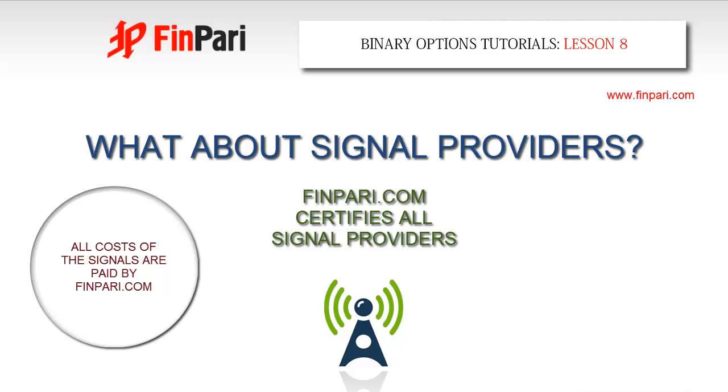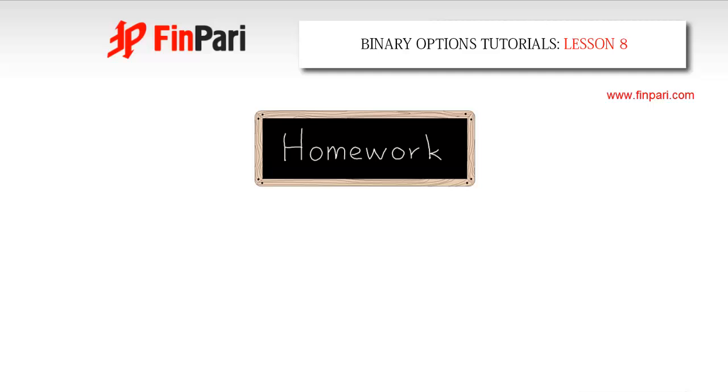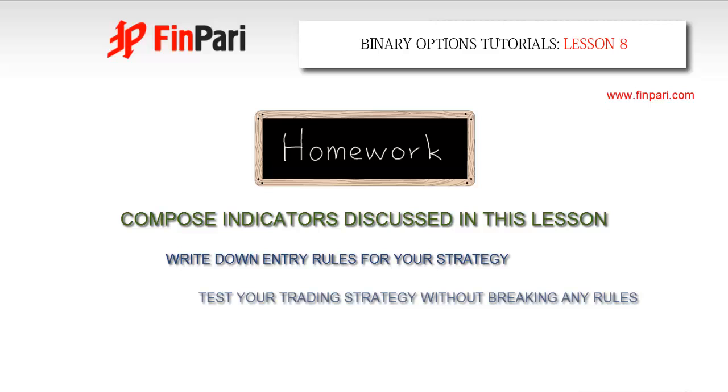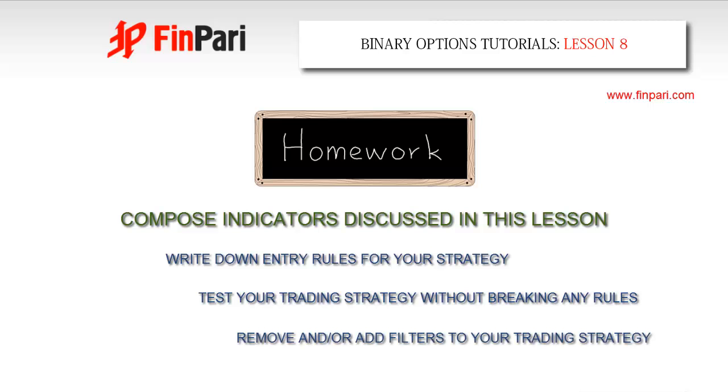In this final lesson, I would like to give you a few assignments. Number 1. Compose indicators discussed in this lesson. Pick those which make sense to you. Write down in the trade journal entry rules for your strategy and test it on paper without breaking any rules. During testing, you will realize that you can remove and/or add something to that strategy. You should always have rules in front of your eyes during trading.